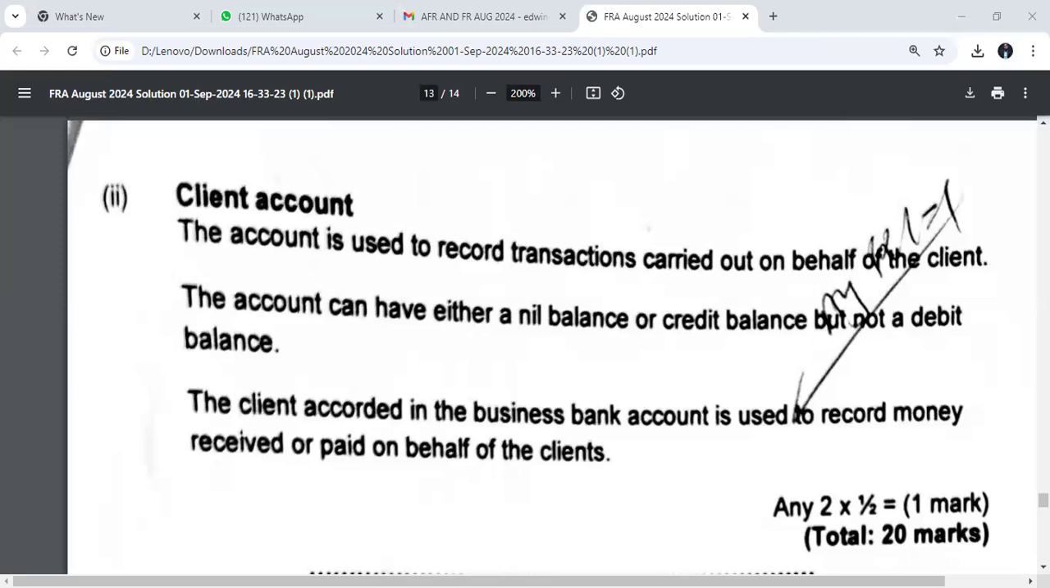The client account in the business bank account is used to record money received or paid on behalf of the client. So out of the 3 points, you could have mentioned any 2. They multiply by half, you get your 1 mark.